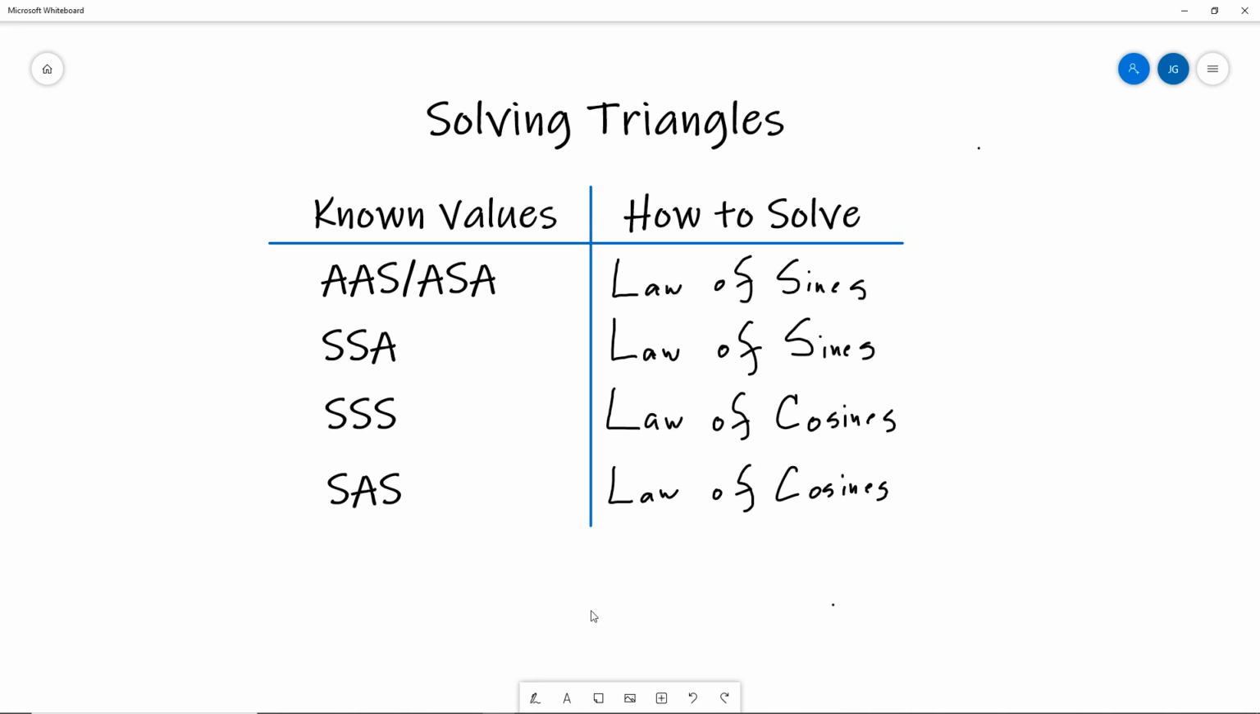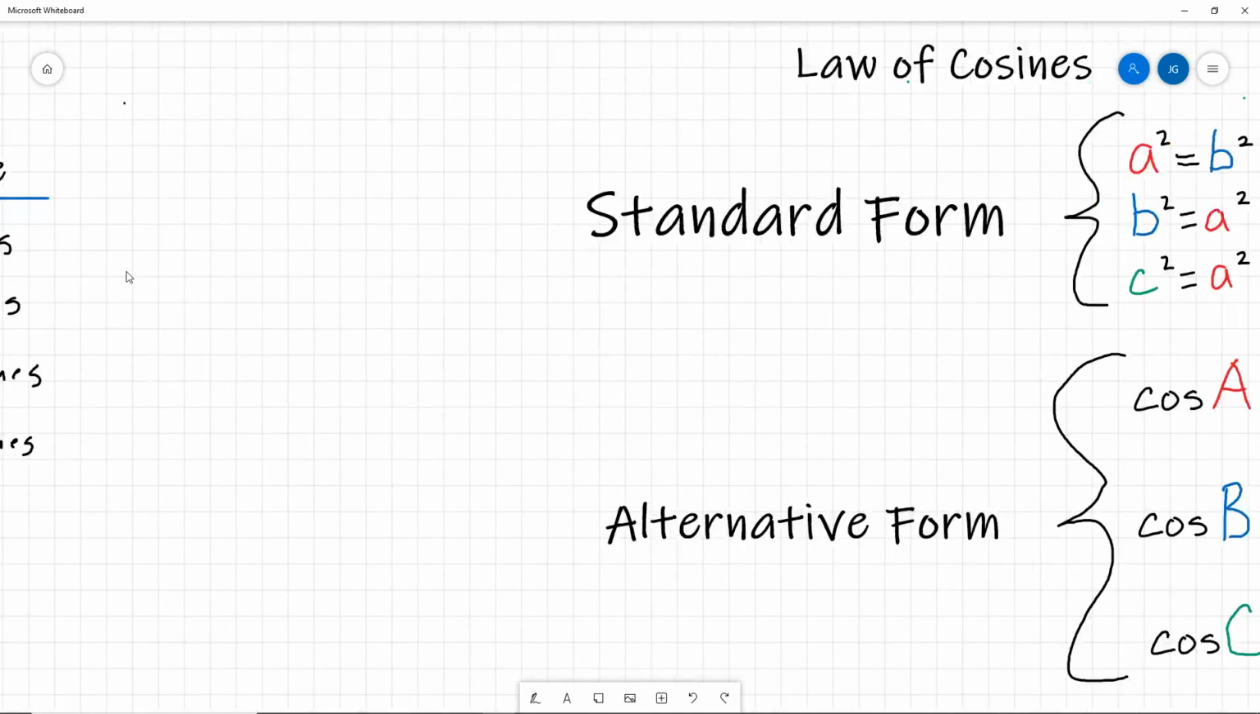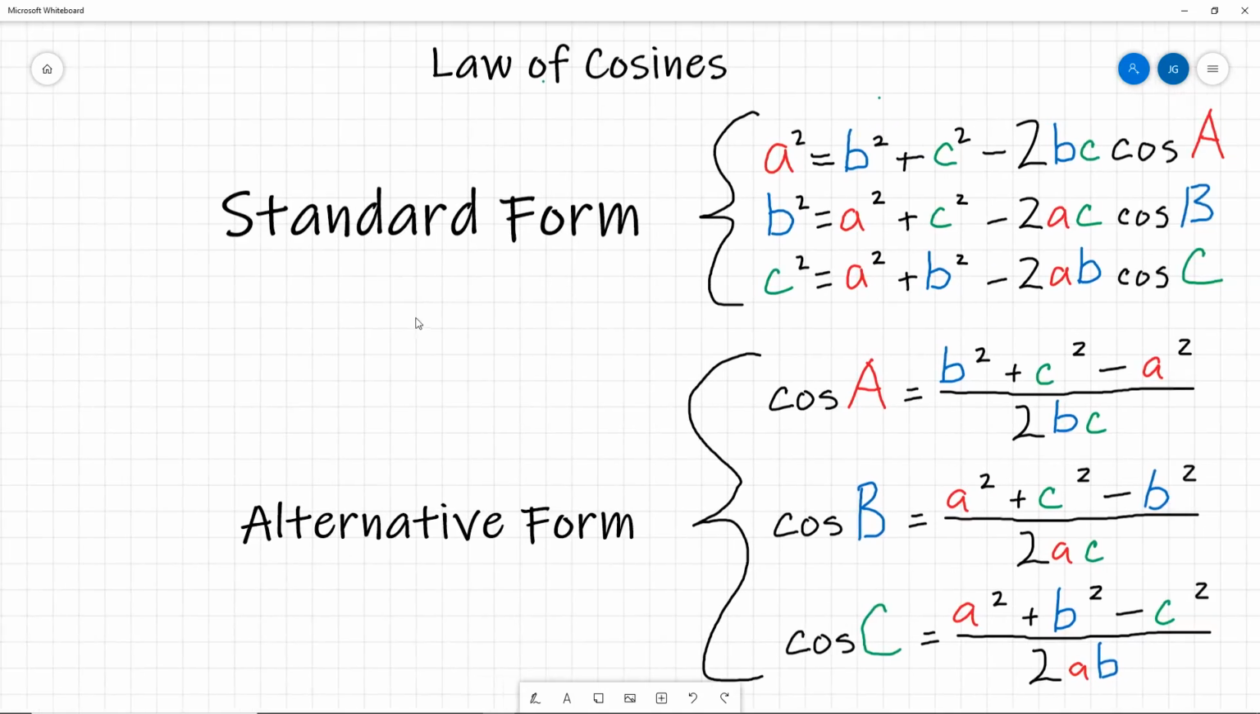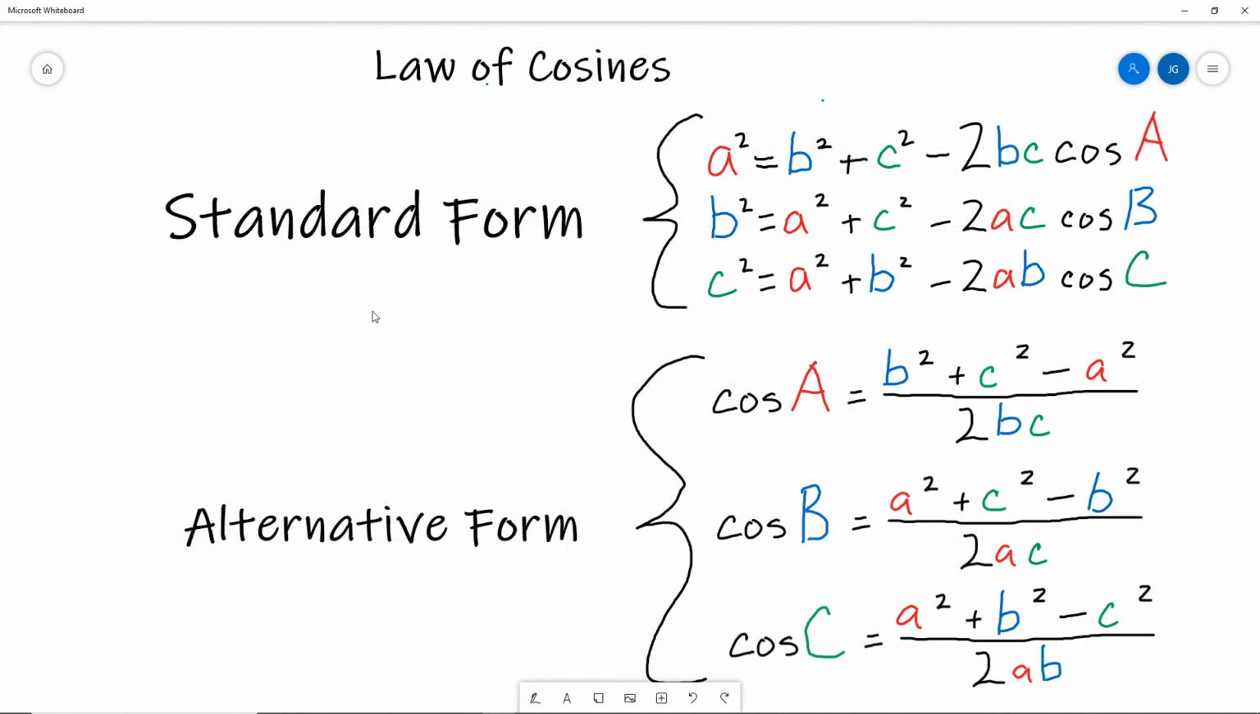So what is the law of cosines? Here it is. Okay, now this may look like it is a lot of formulas. And on the page right now, there are 6 formulas. But at their core, it's one formula that we just modify in different ways to get different formulas.